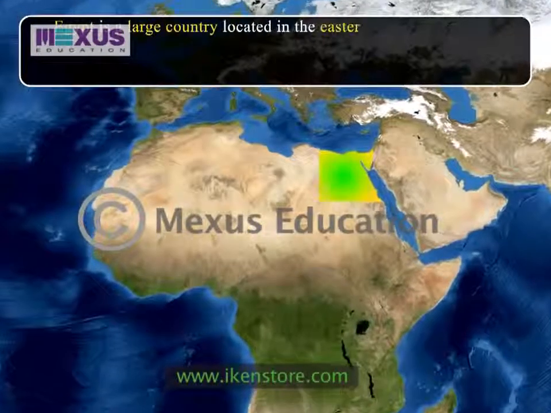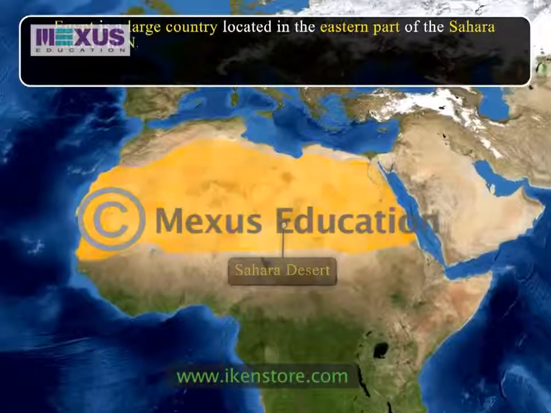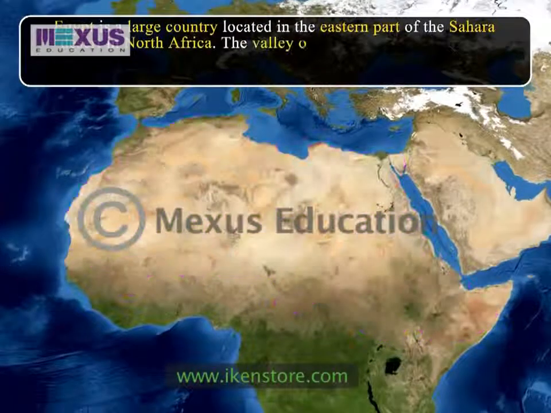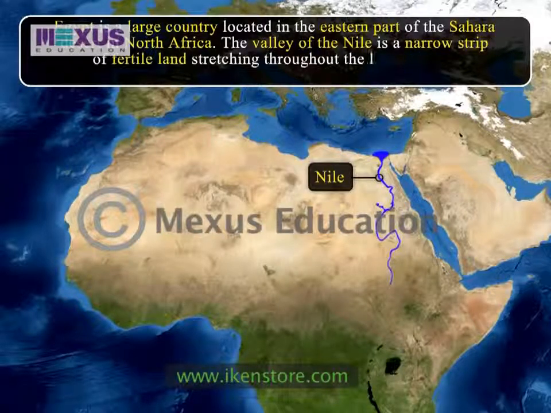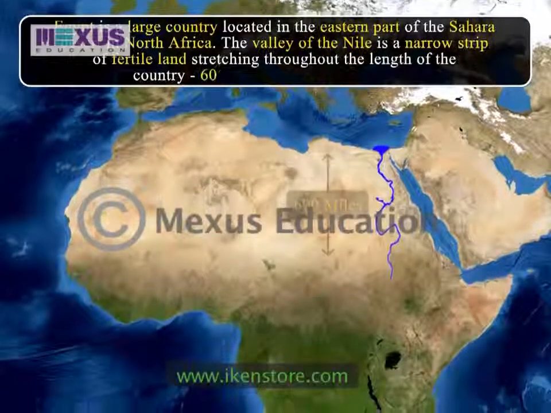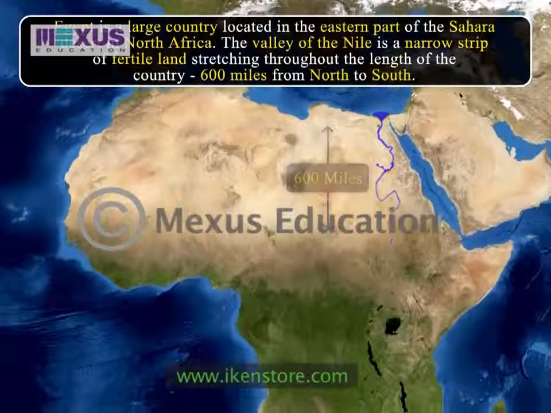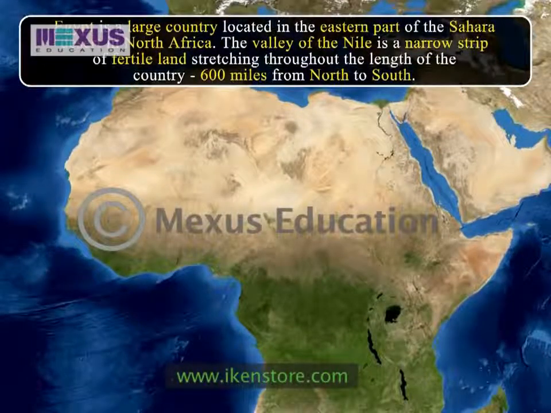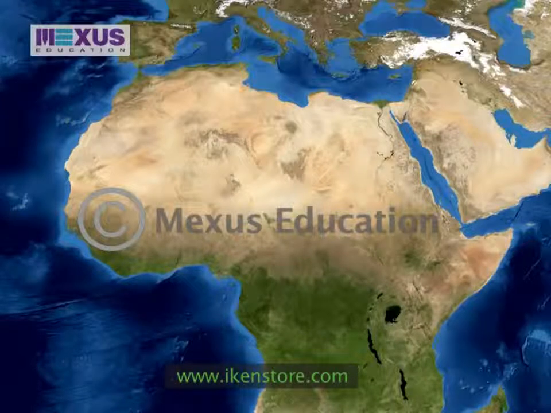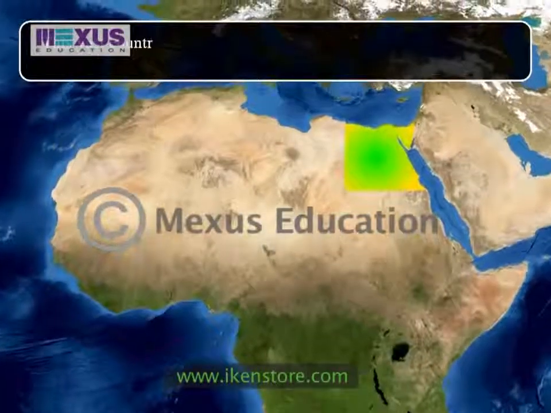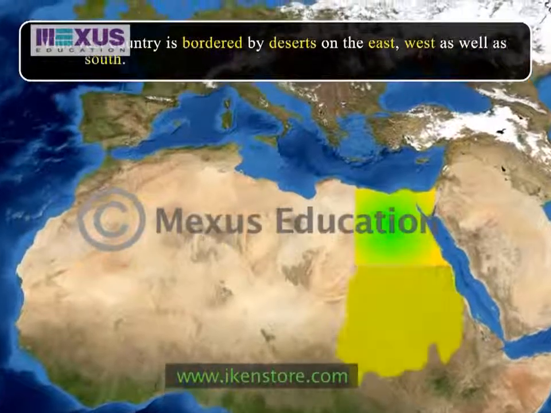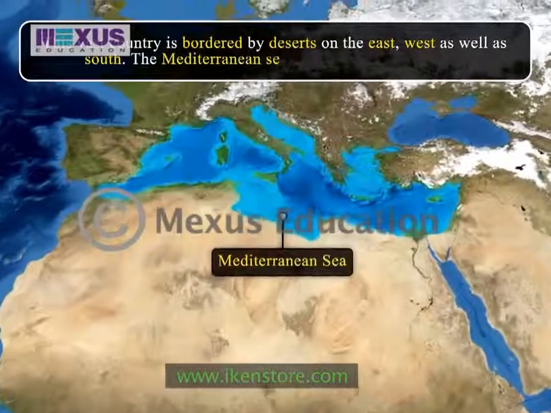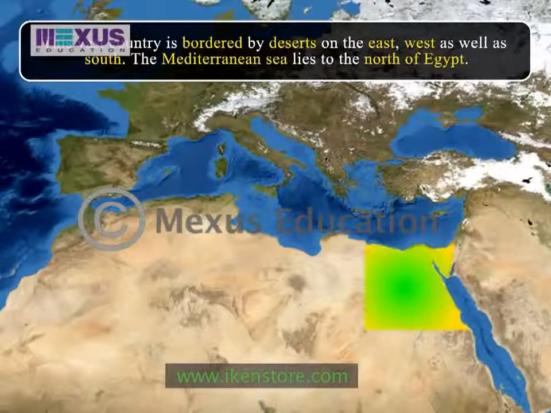Egypt is a large country located in the eastern part of the Sahara Desert in North Africa. The valley of the Nile is a narrow strip of fertile land stretching throughout the length of the country, 600 miles from north to south. This vast country is bordered by deserts on the east, west as well as south. The Mediterranean Sea lies to the north of Egypt.